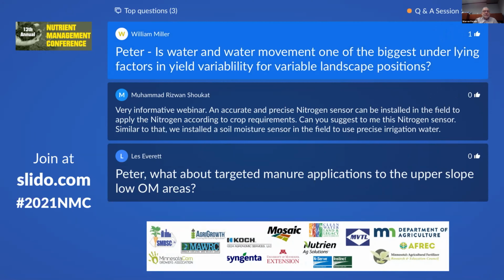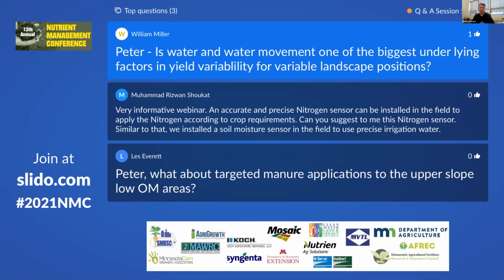Peter, is water and water movement one of the biggest underlying factors in yield variability for variable landscape positions? Likely, yes, but probably each situation is somewhat different. Because if you think back on those eroded hilltops, maybe soil depth will be another limiting factor. But considering that the plant needs water and water plays an important role in nutrient uptake as well, likely that will be one of your biggest driving factors for that yield variability.